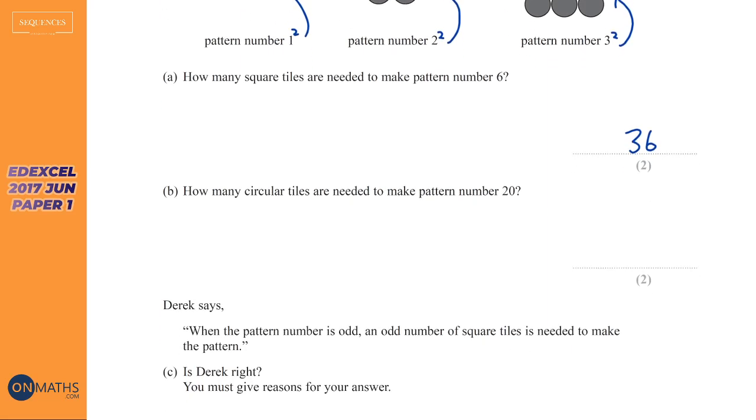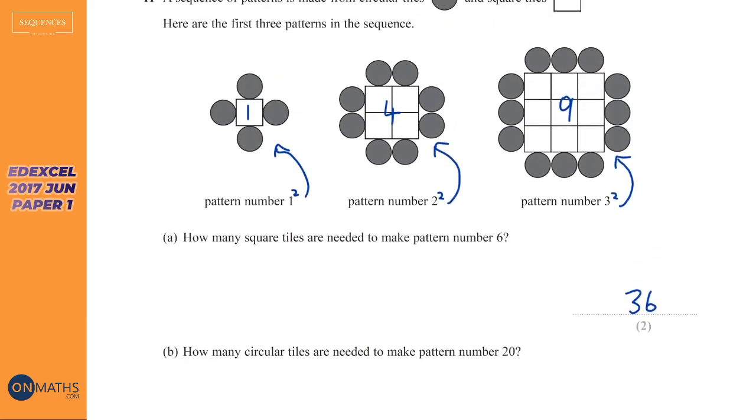Next it says how many circular tiles are needed for pattern number 20. So it seems like there's a definite pattern here with these circular tiles. So how many circular tiles are there? And I'm going to draw this underneath. So there's 4 for the first one, and then there's 2, 4, 6, 8 for this one, and then 3, 6, 9, 12. So how do I get from 1 to 4?